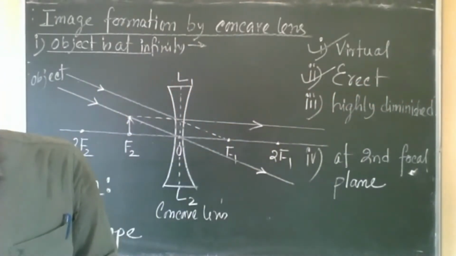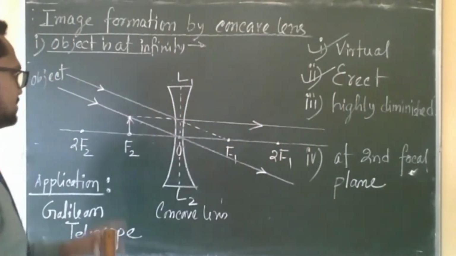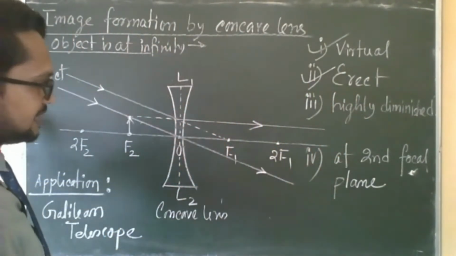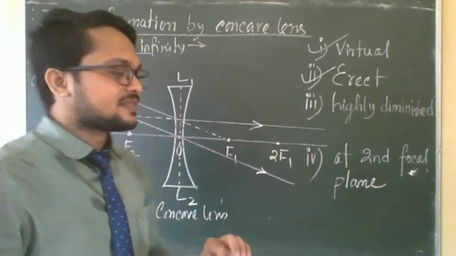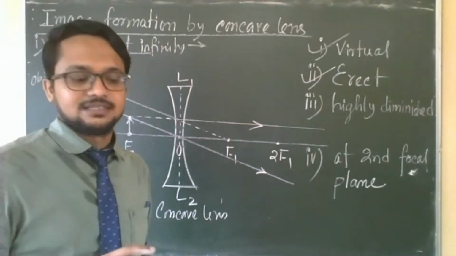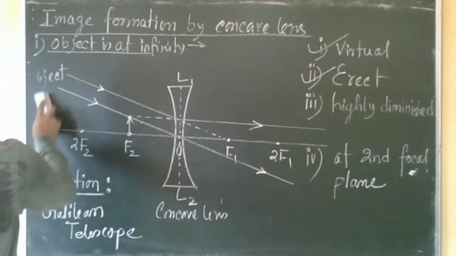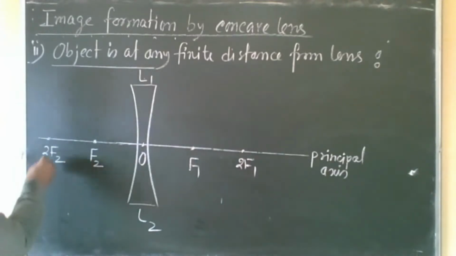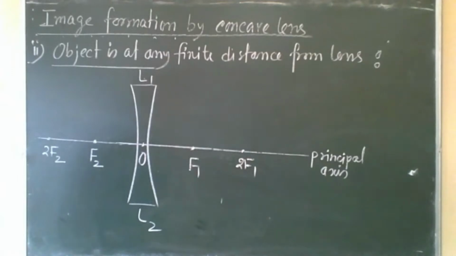Okay, come to the last case. The first case is object at infinity, and the second case is object not at infinity, near to the lens. These are the two cases here. Okay, I'm erasing this. So this is the second case. In the second case, the object is at any finite distance from the lens.